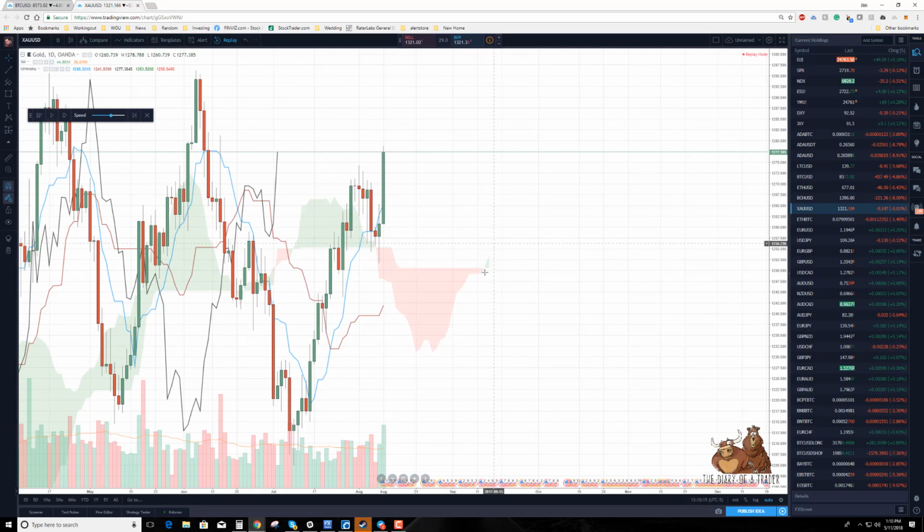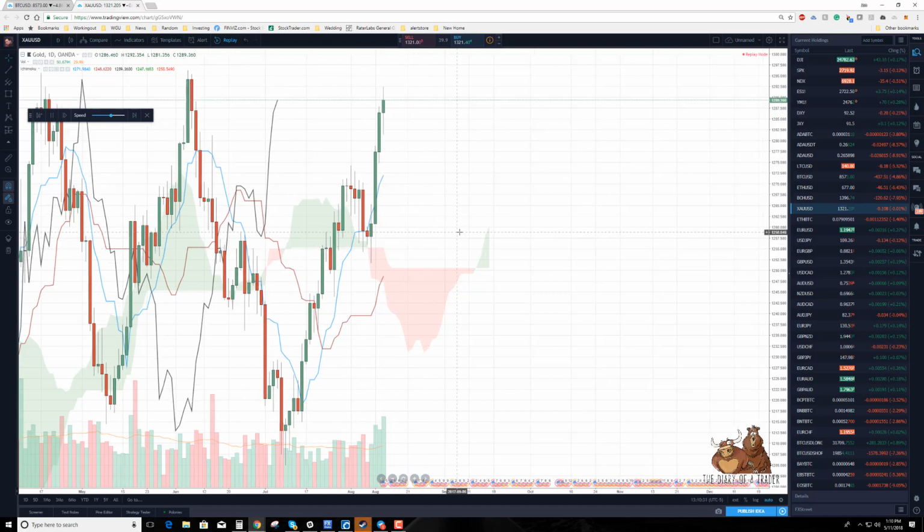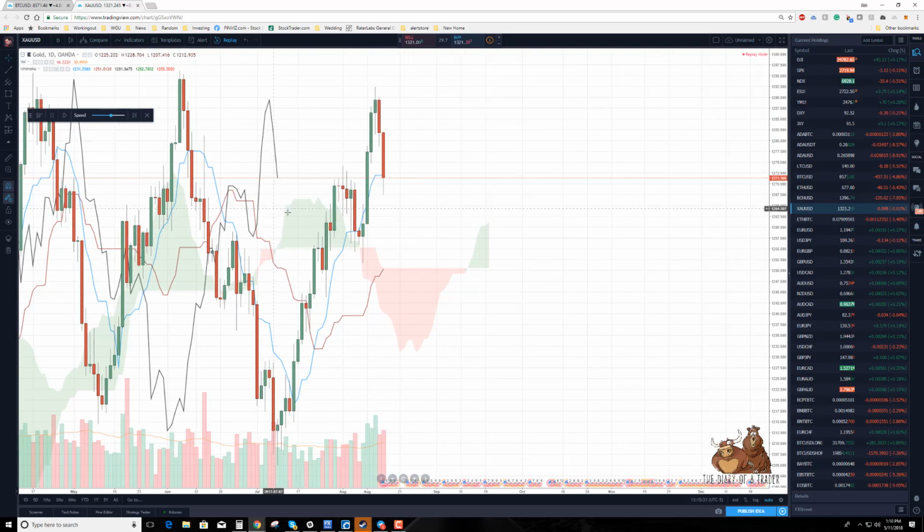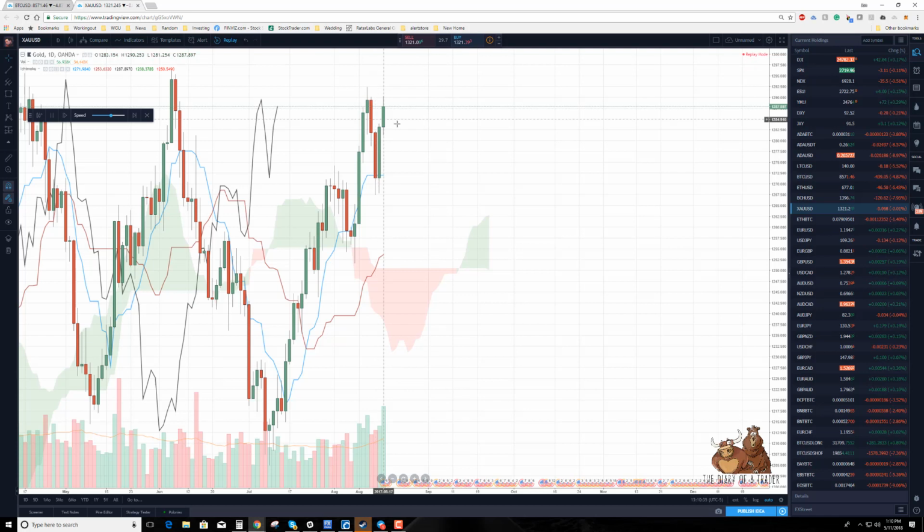Now, right then is where all of our conditions were met. The cloud ahead turned green, conversion line's above the baseline, price is above the cloud, and the lagging span is above the cloud. And that's when we would have taken a long entry. All right? Then the question is, well, where do you exit?